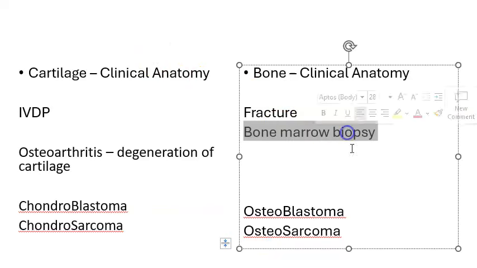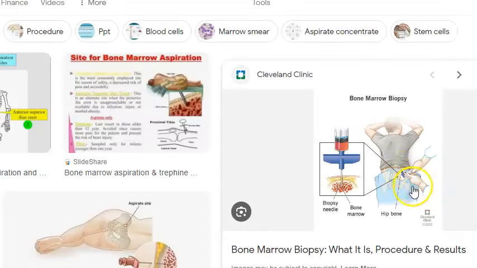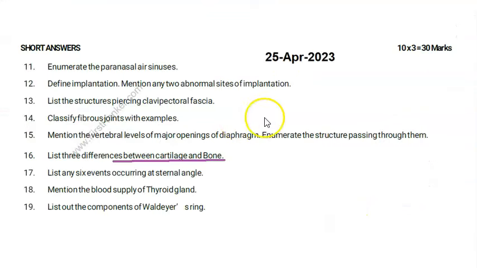Bone marrow biopsy, where do you actually do it? The pelvic bone, actually the hip bone. See how they are taking bone marrow. So that's all, people. Not 3 marks, I think we have learned for 30 marks now.